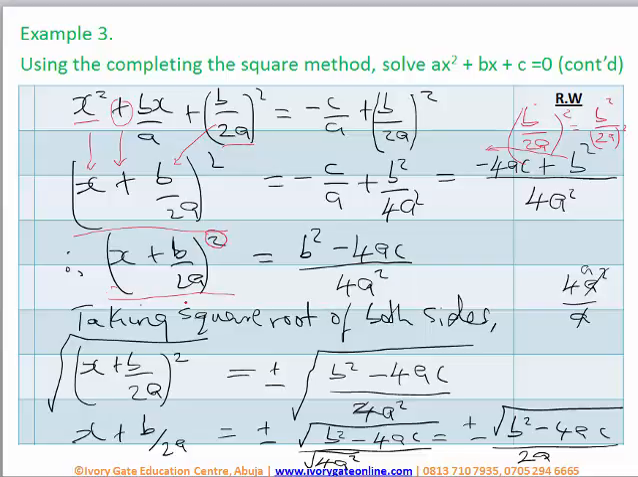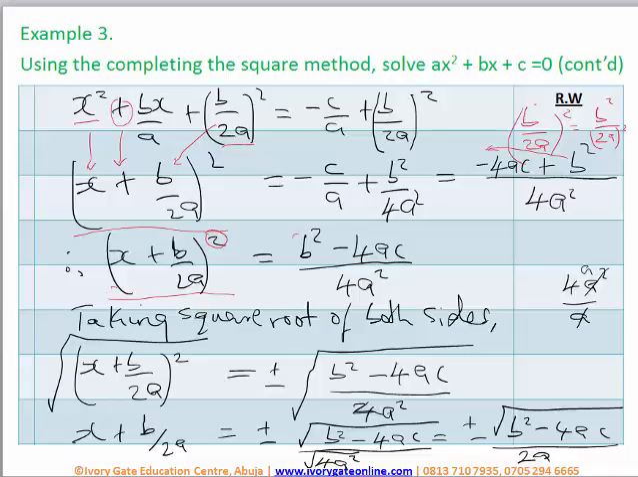Then with this square on top, we need to get rid of it before we can get the value of x. So to take care of it, we take square root of both sides, and this gives us, taking square root of this, we put plus or minus square root of the whole of this, which is the same thing as square root of the numerator divided by the square root of the denominator. So this gives us plus or minus square root of b squared minus 4ac divided by 2a.